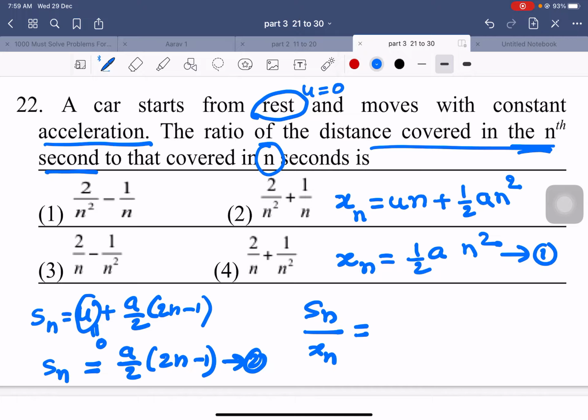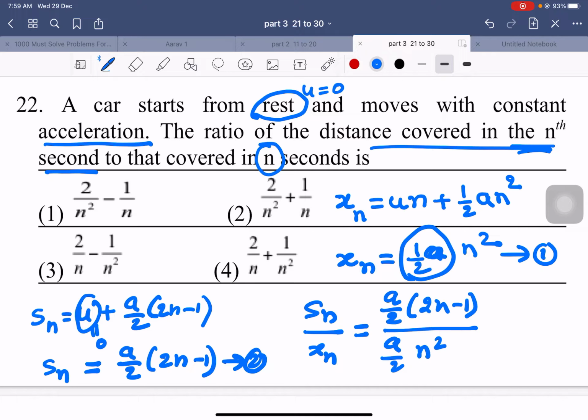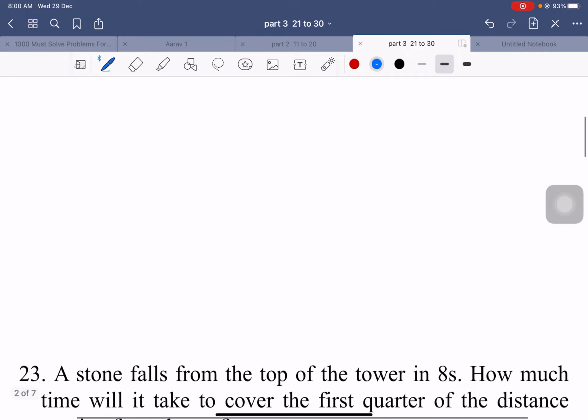So Sn is a by 2 into 2n minus 1, divided by Xn, which is a by 2 into n square. So a by 2 gets cancelled. 2n by n square will be equal to 2 by n, minus 1 by n square. So the answer is 2 by n minus 1 by n square. Third option is the correct one. Next we will go to question number 23.